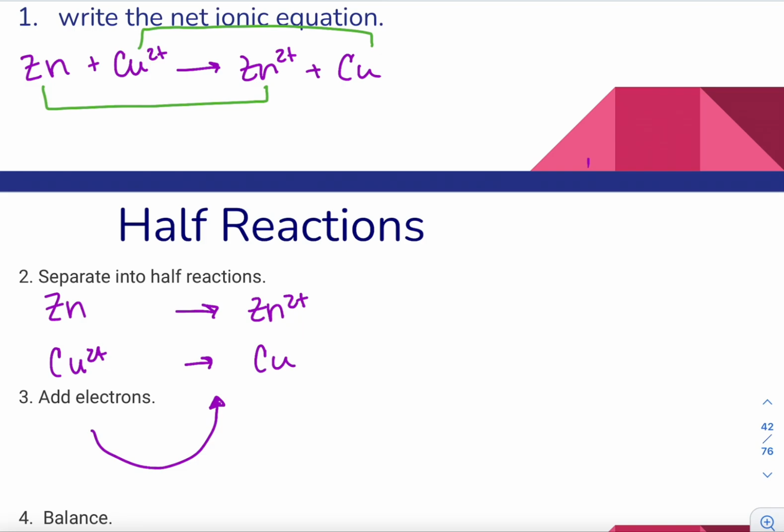So what you can do to balance them is add electrons. If we add 2 electrons here, now we have no charge after the arrow as well. And if we do the same thing here, the charge is balanced on both sides of the reaction there as well.